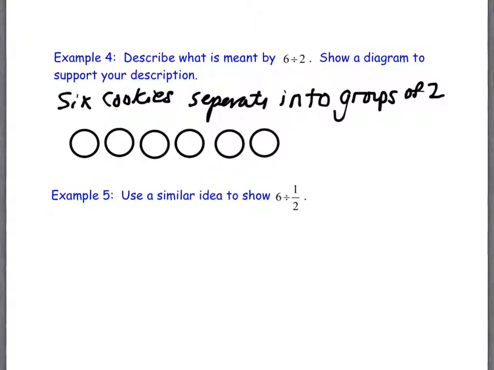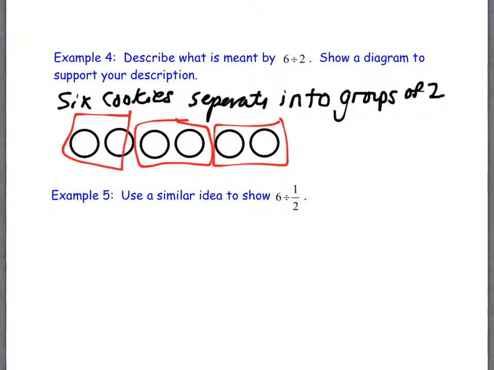Okay, so here's my 6 cookies. Previously, I told you we have 6 cookies, 2 kids, and if I separate them, that means I've got 3 cookies per kid, right? What that did is that created actually 2 groups, didn't it? Okay. Well, instead of creating two groups, I want to create groups of size 2. It's a different way of dividing. Now my groups have size 2, and how many groups do I have?